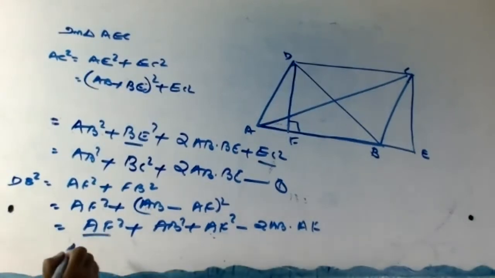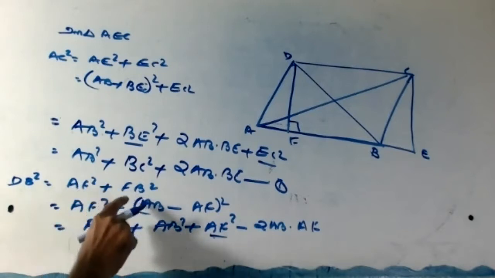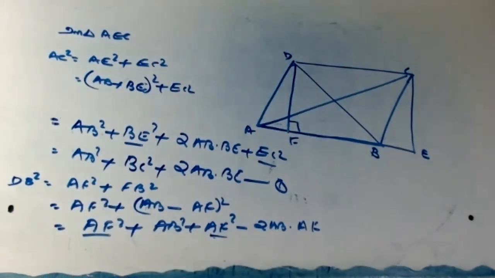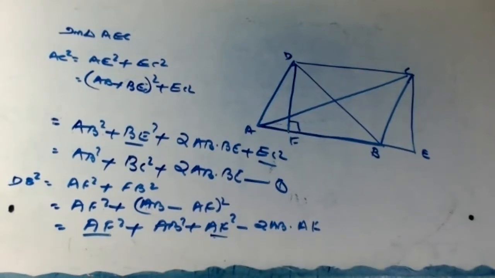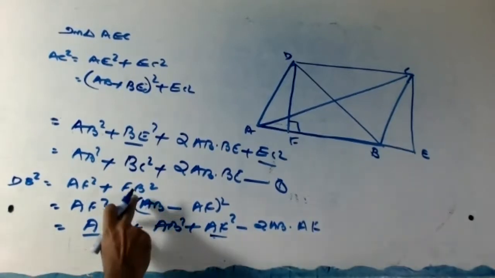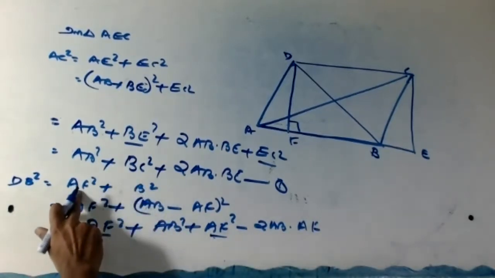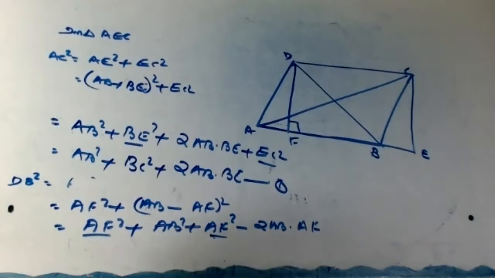But AF square and, okay, DB square is AF square plus FB square. AF square plus AB minus AB minus AF, right? No, something. Why 2AF here? Check. Listen, DB square is, yes, DB. AF square plus DB square. Oh no. Wait. Hey, come on. I made a mistake here.